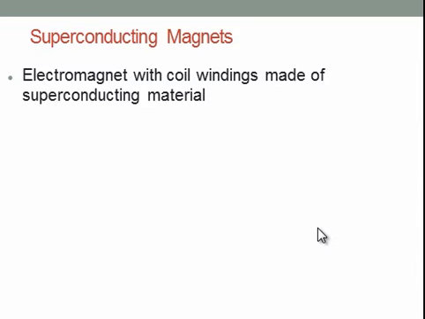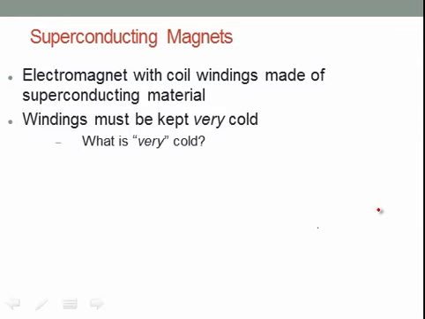Let me move on a little bit here. We can show you that temperature. Very cold, meaning about 4 Kelvin. So remember, absolute zero is 0 Kelvin. And I believe, if I remember right, 0 degrees Celsius is 273 Kelvin. So that just gives you a relative idea of the scale.